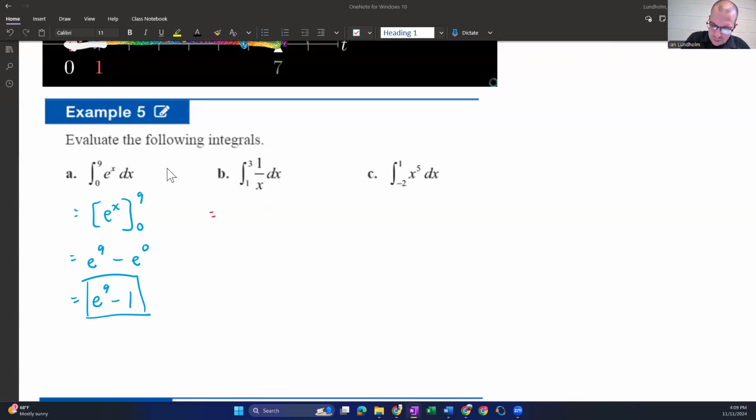Part B. So we calculate an antiderivative. 1 over x turns into the natural log of the absolute value of x. And then we've got 3 and 1. So then we're going to plug in 3, natural log of 3 minus the natural log of 1. I suppose in this case, having those absolute values wasn't absolutely necessary because these are both positive numbers. It'll just be the natural log of 3 because the natural log of 1 is 0.